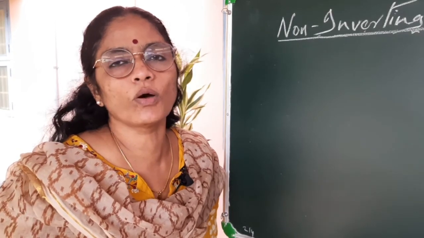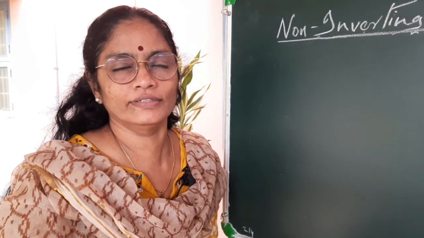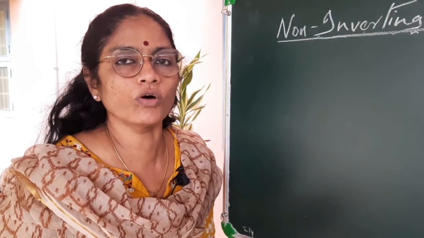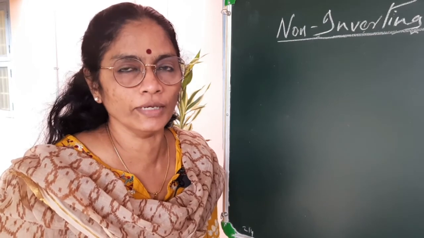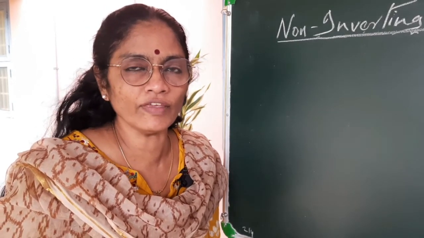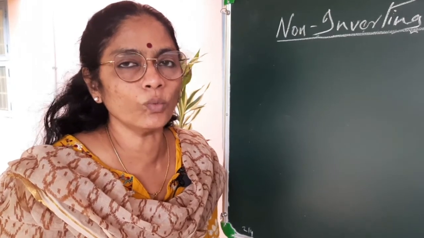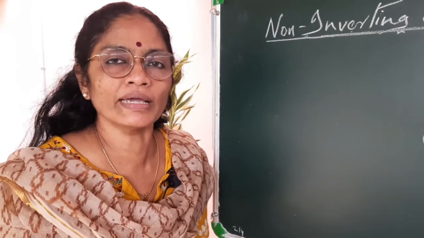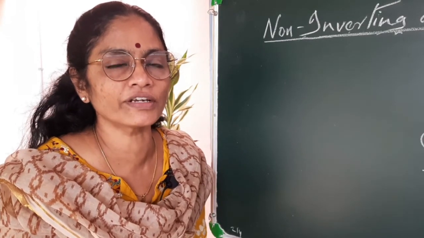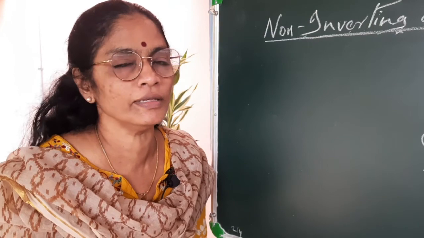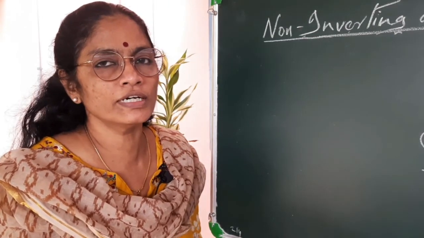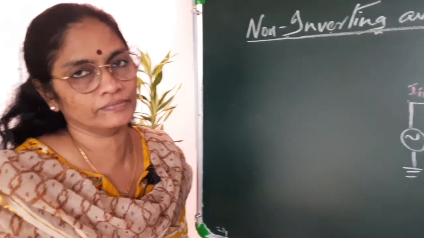So we discussed the inverting amplifier. In this case, the output was out of phase with the input, and we found that the gain of the amplifier AVF, that is gain with feedback, was minus RF by Rin, where RF is the feedback resistor and Rin is the input resistor. Now we will discuss the non-inverting amplifier.